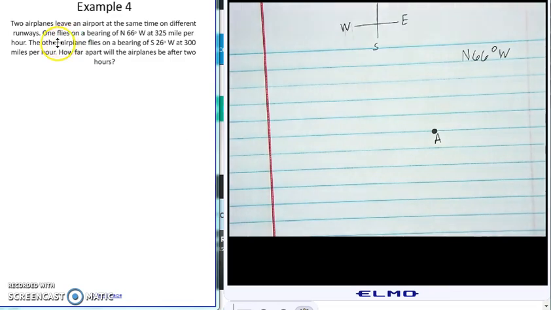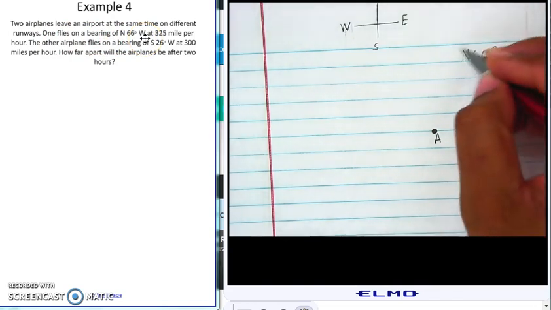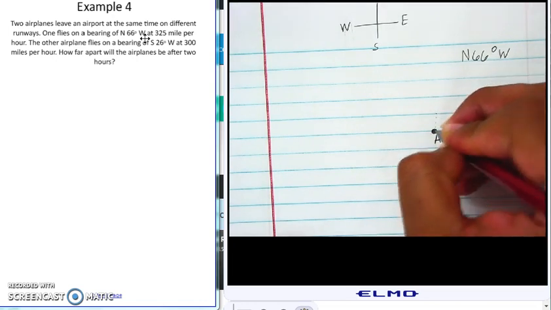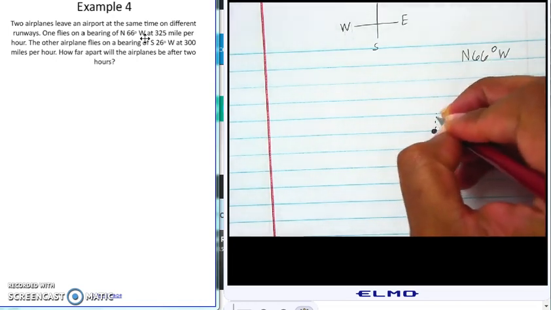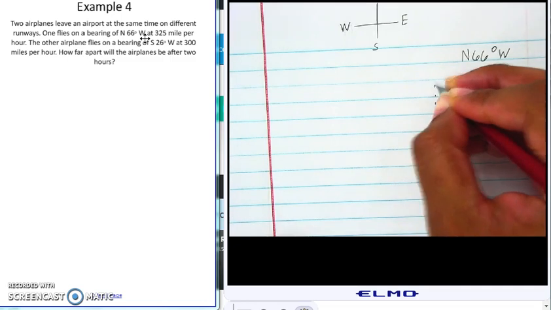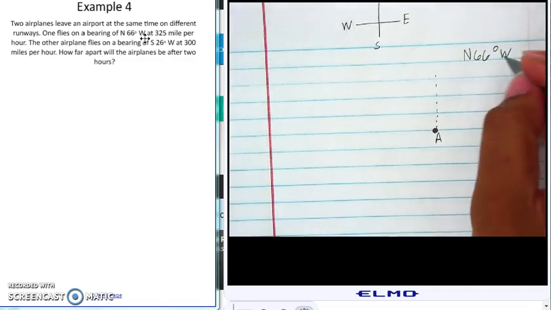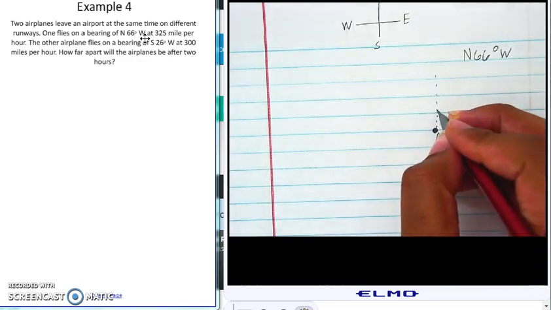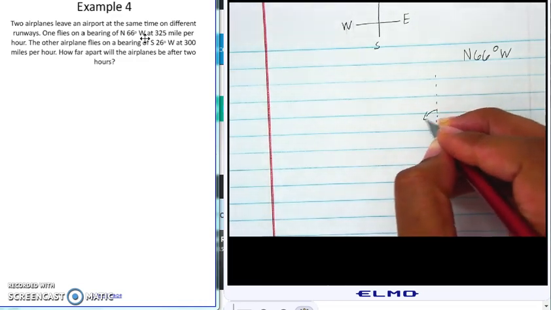So it says they leave at the same time on different runways. So one's going one direction, one's going the opposite direction. So one flies at a bearing of north 66 degrees west. Okay. So again, that first letter tells you the dotted line. So we do a dotted line going up north. And the second one gives you the direction of where the arrow is going to go. So we're going to go west, which means we're going this direction.